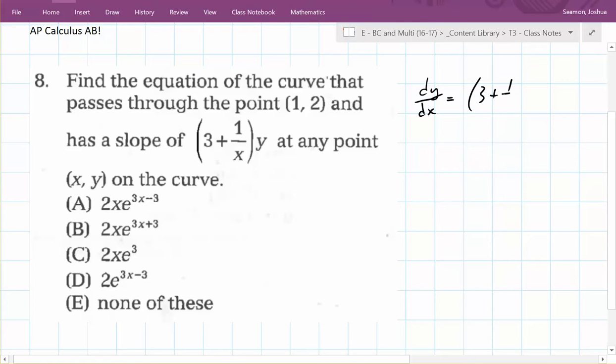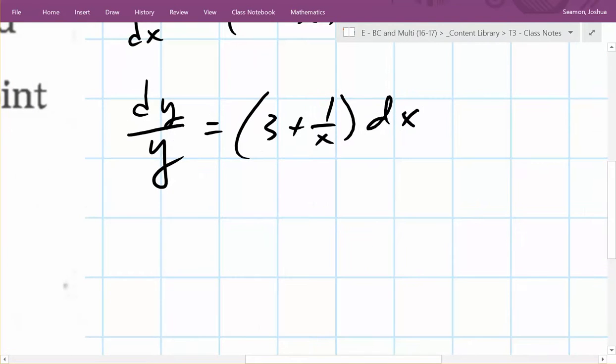3 plus 1 over x times y, correct? So you have to separate variables now. So you know that dy over y is going to be equal to 3 plus 1 over x what? dx. So what do you do now? What do you do to both sides? Integrate.